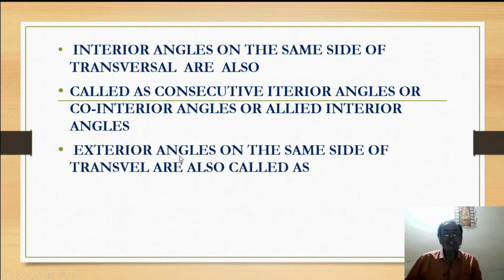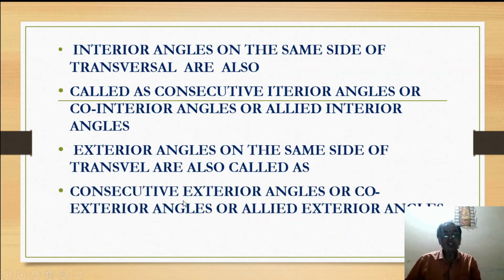Now exterior angles on the same side of the transversal are also called consecutive exterior angles, co-exterior angles, or allied exterior angles. Just make a note of them in your notebook. Each and every point you have to note down and recall.